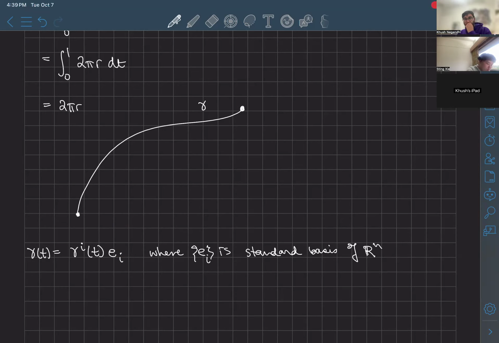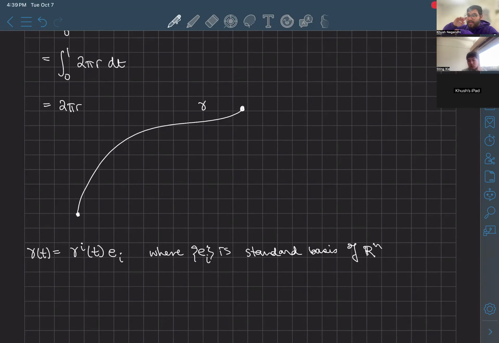Okay, and now we could ask, what is the length of this curve? If this was a straight line, we know what the length is very nicely. But what if it's not a straight line? Then we have to compute the infinitesimal length. Like, if I move a little bit, how much length have I added? And then I have to add up all these lengths.